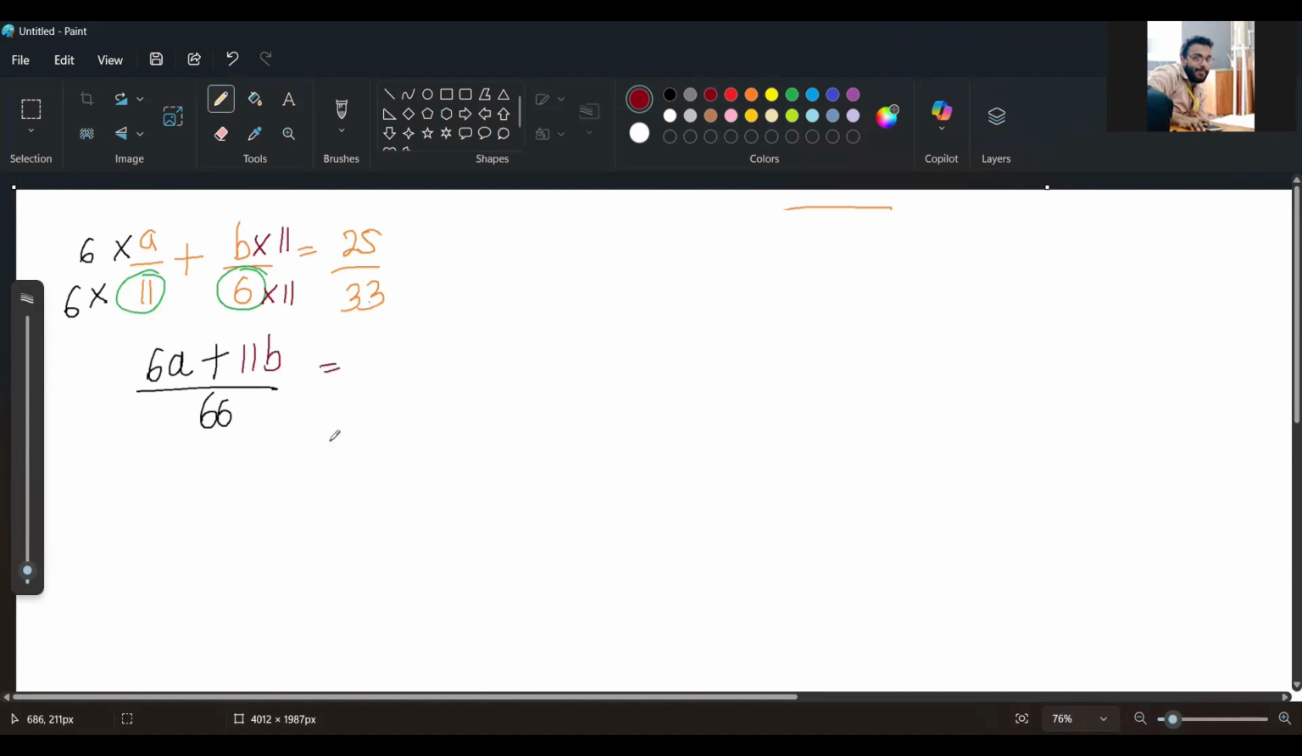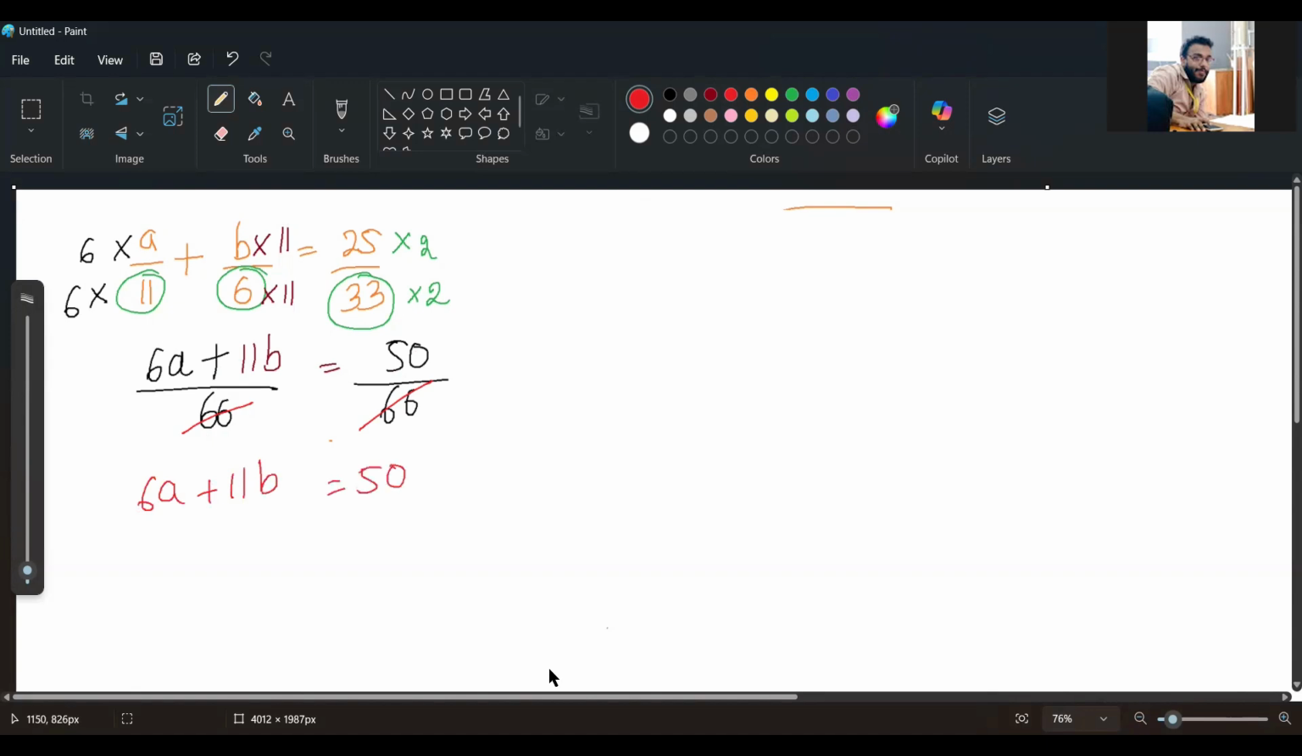For the other side, you can convert this value to 66 also. How? You can convert 33 to 66 by multiplying by 2. If you multiply the denominator by 2, you have to do the same for the numerator. Is that clear? Now all the bottom parts are equal. Now you have to think about the numerators only. 6a plus 11b equals 50.